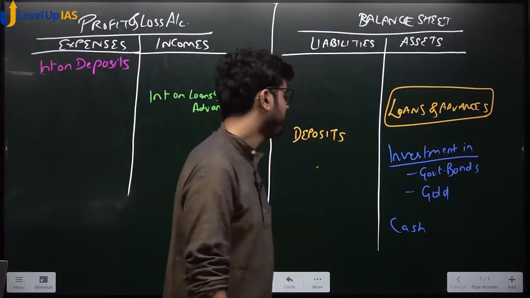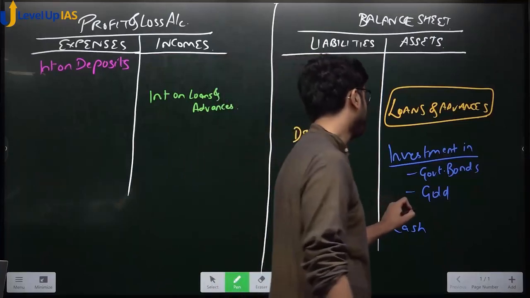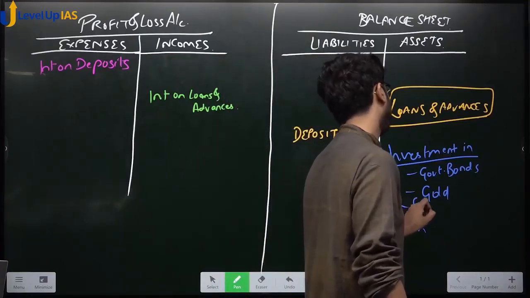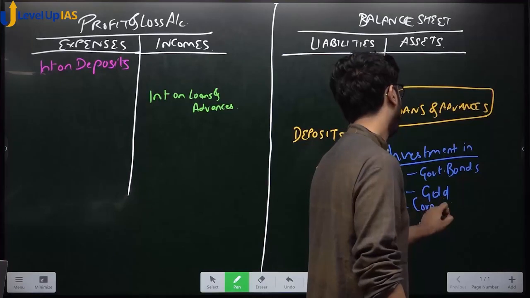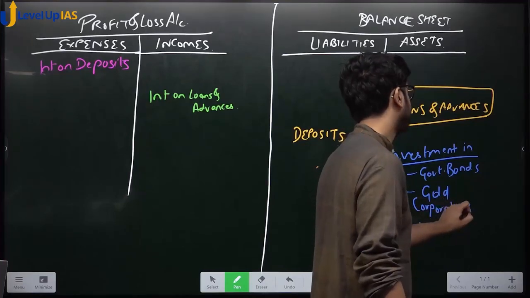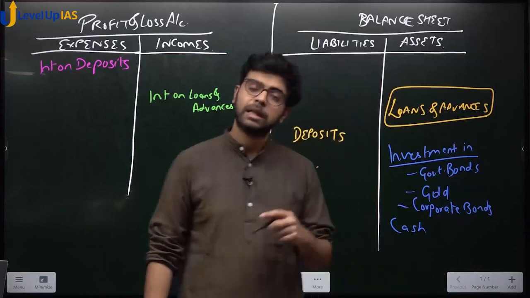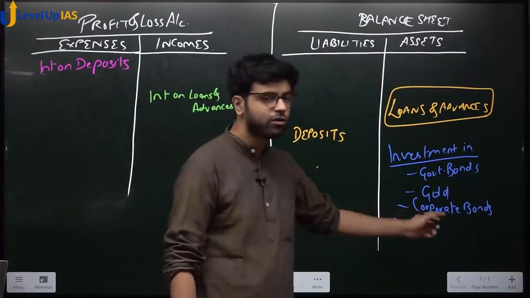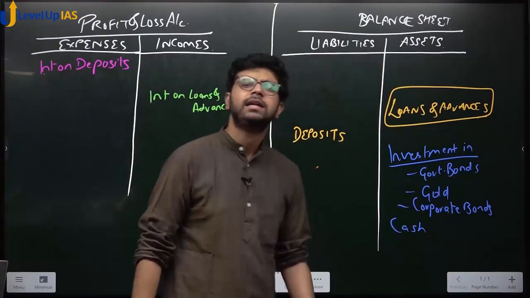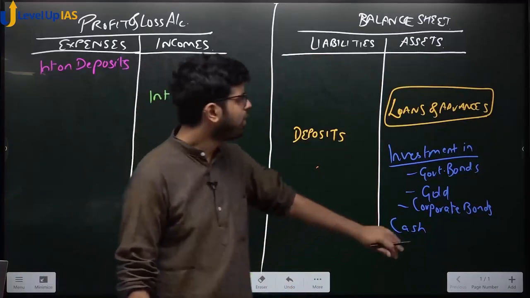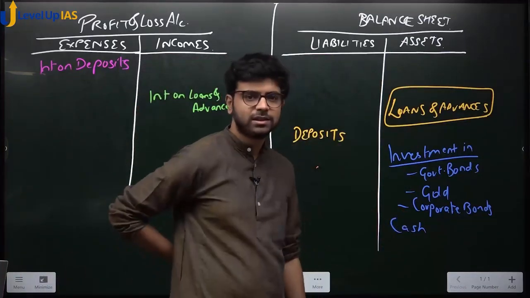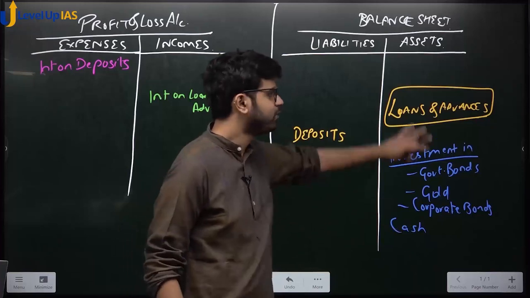Then what else? Can I write investment in corporate bonds also here? If a bank is purchasing a bond issued by Reliance India Limited, which means Reliance is borrowing from the bank, it is a loan and advance given by the bank to Reliance. So I can write investment in corporate bonds also here. Okay? Let's say the bank has 10 more investments. So all investments should come here. Do you agree with this, that all investments should come here?